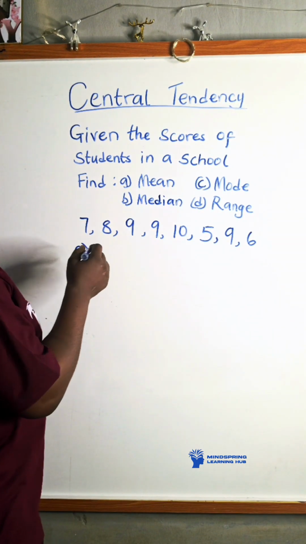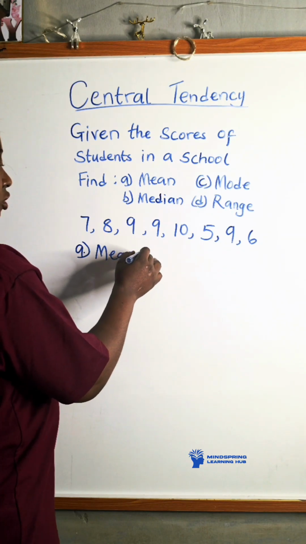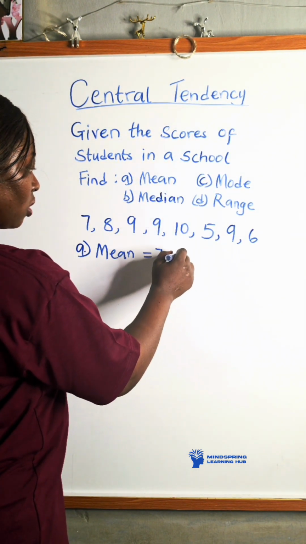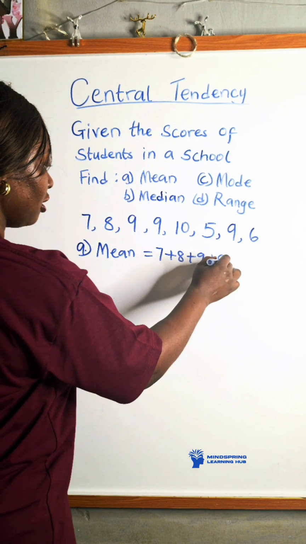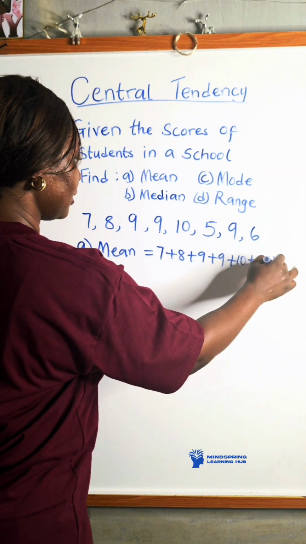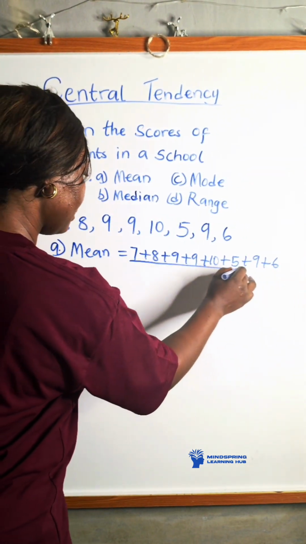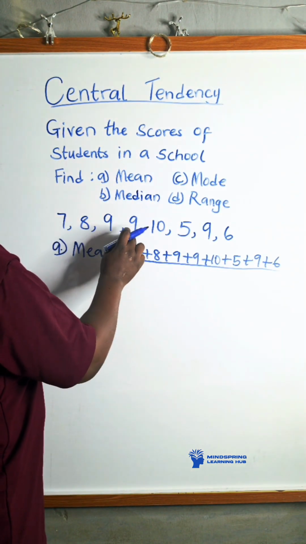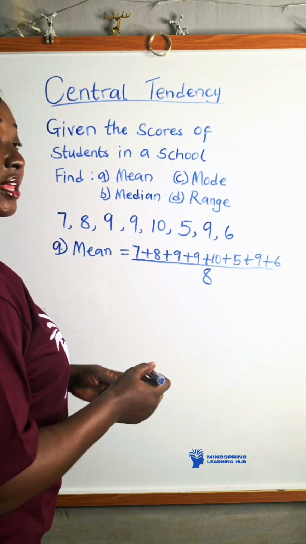The mean is what we call the average, okay? It's the same as the average. What are you looking for in the mean? You are going to add all of them together, which is what we're going to do: 7 plus 8 plus 9 plus 9 plus 10 plus 5 plus 9 plus 6, divided by the numbers. How many are they? 1, 2, 3, 4, 5, 6, 7, 8. Divided by 8. So let's add up together.